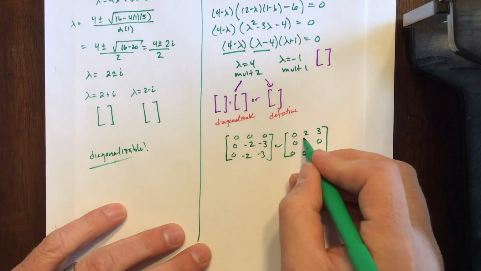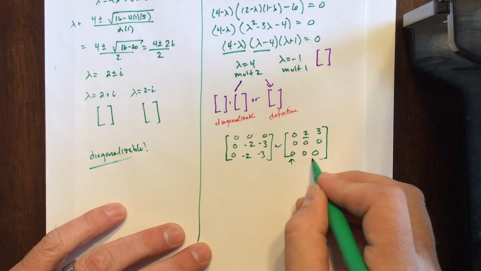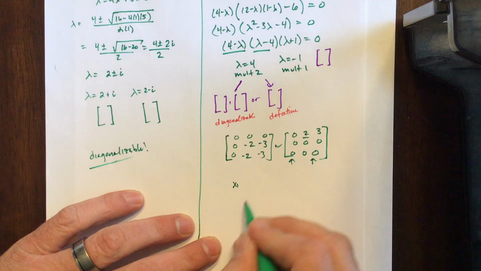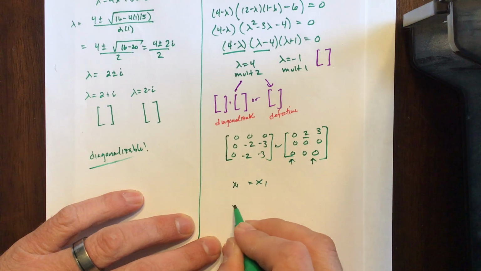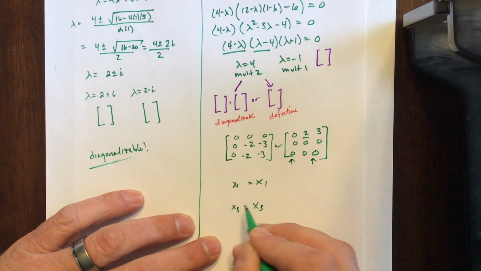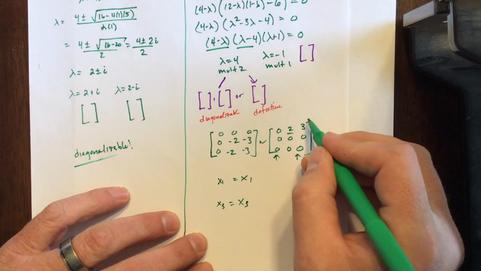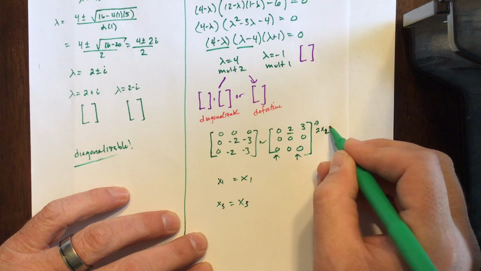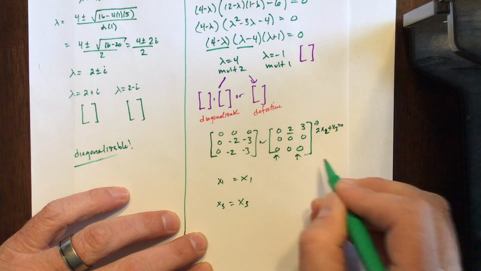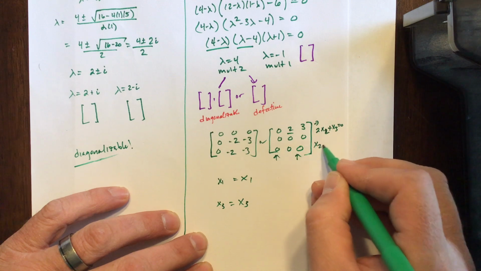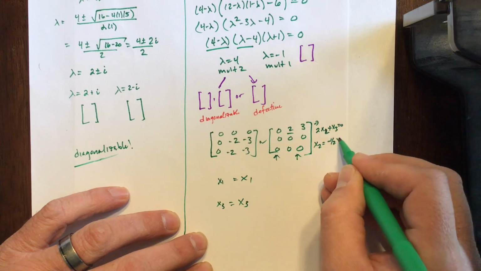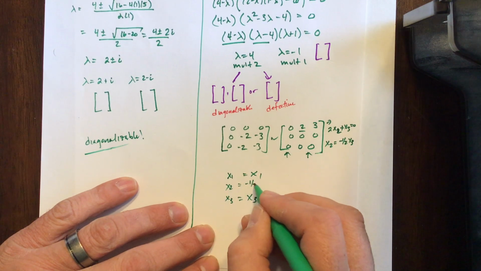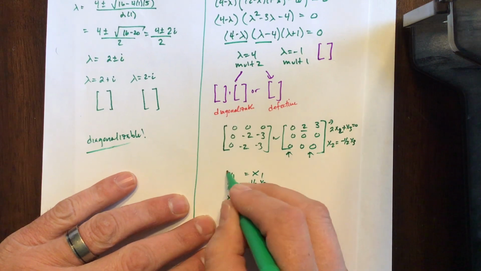So I have one pivot right there. I have 2 free variables. So I know that x1 is free to be anything it pleases. x3 is free to be anything it pleases. This equation says 2x2 plus 3x3 is 0. So I have x2 is equal to negative 3/2 times x3.